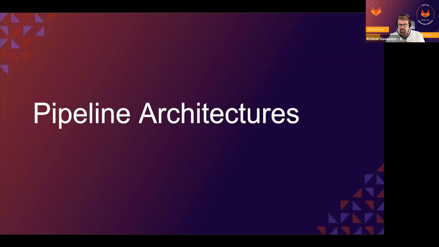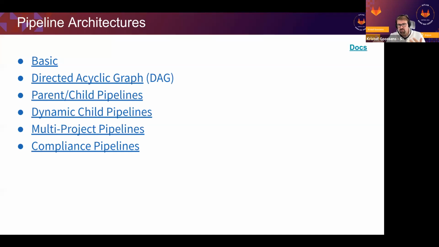So now the first real section of today, which will be the pipeline architectures. I highlighted a couple of pipeline architectures or special cases, you can call it as well, where pipelines are in use. So we start with a very basic one. Then we're going to dive into the directed acyclic graph or the DAG pipelines. Parent-child pipelines and dynamic child pipelines are tightly related to those, and then multi-project pipelines, and finally the compliance pipelines, which is still a pretty new feature.